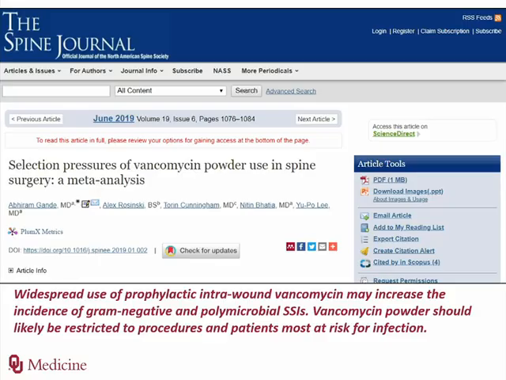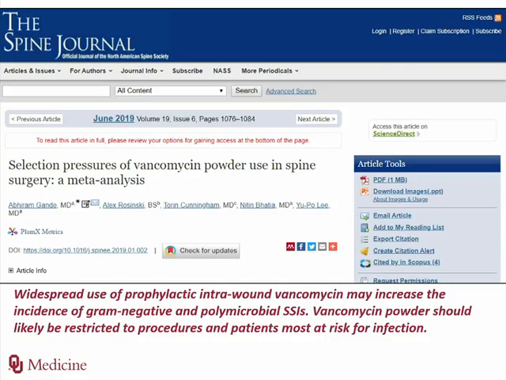This was a paper that was just published in June that I thought was interesting, looking at vancomycin powder. They showed some benefit of vancomycin powder in these patients, but they also showed an increased incidence of gram-negative and polymicrobial SSIs when it was used. So you may end up with more resistant organisms causing your infections.